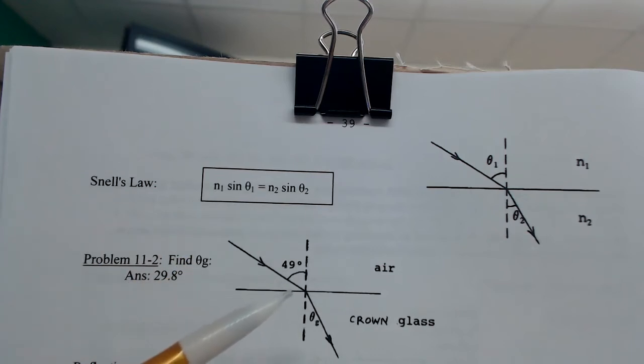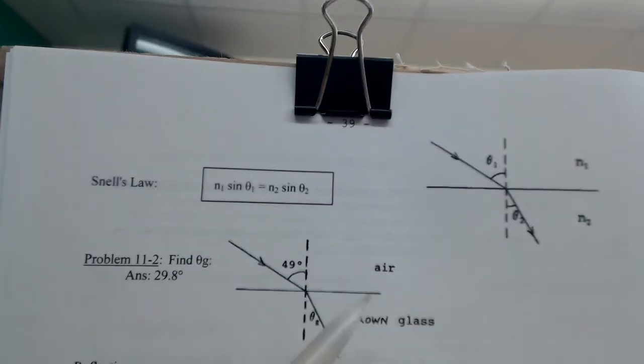So why don't you try that out? Actually, no, you won't have to refer to the refractive index table on your reference sheet, because this is the same kind of glass that we had in problem number one. So you've already looked that up.